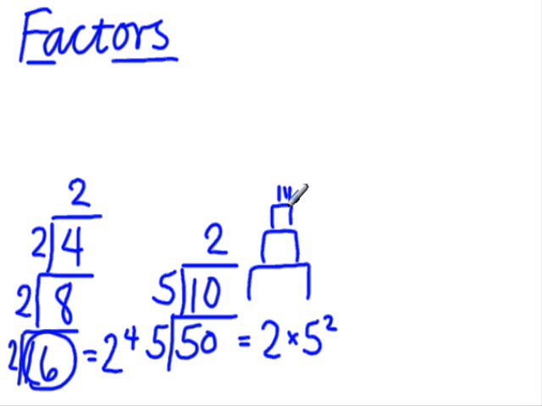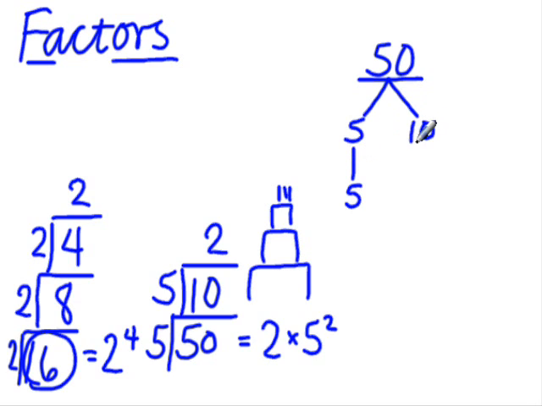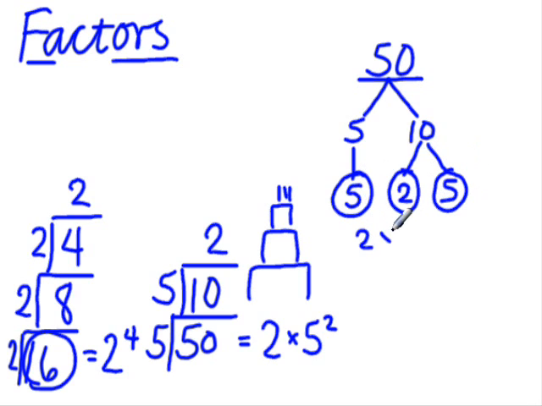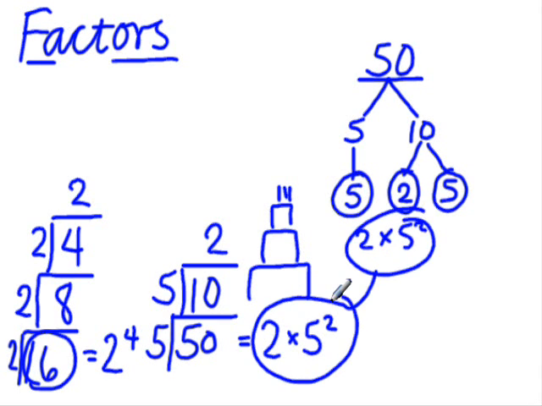Another way of doing this is what's called a factor tree. Let's start with 50. And 5 goes into 50 10 times. 5 is prime, so we can bring that down. 10 is the same thing as 2 times 5. And so we have our 3 primes here, 5, 5, and 2, so 2 times 5 squared. Same answer, just arriving at that answer by a little bit different method.